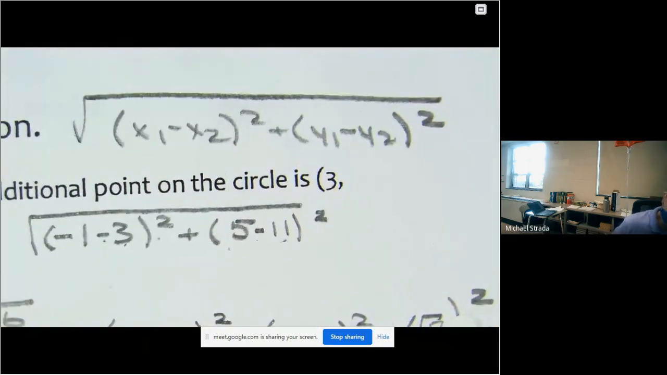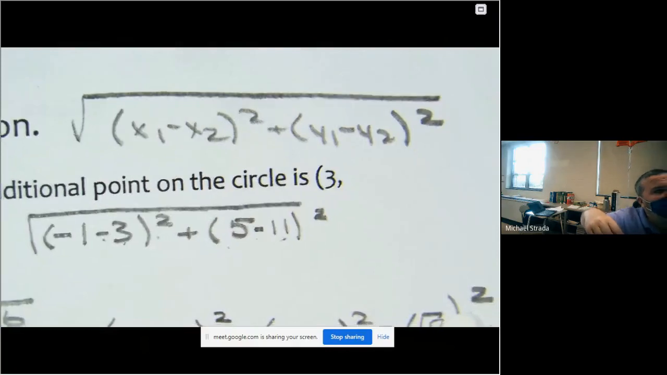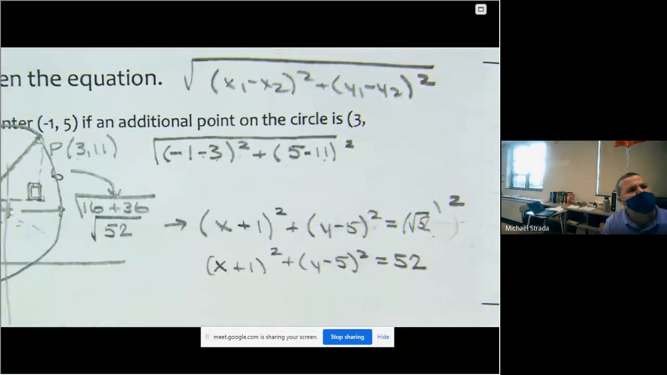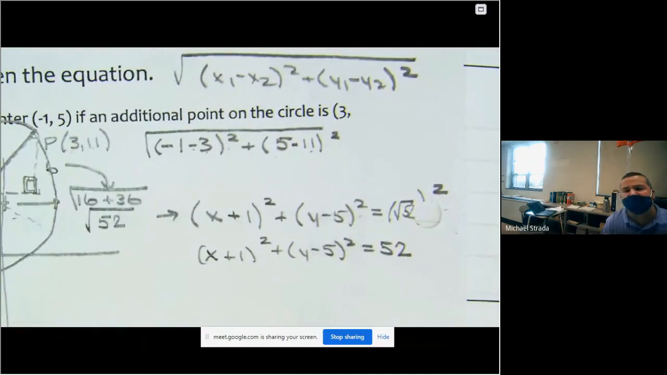Get back to the work for the one you just did. Yeah, no problem. You just need to see the algebraic work. You don't need to sketch.